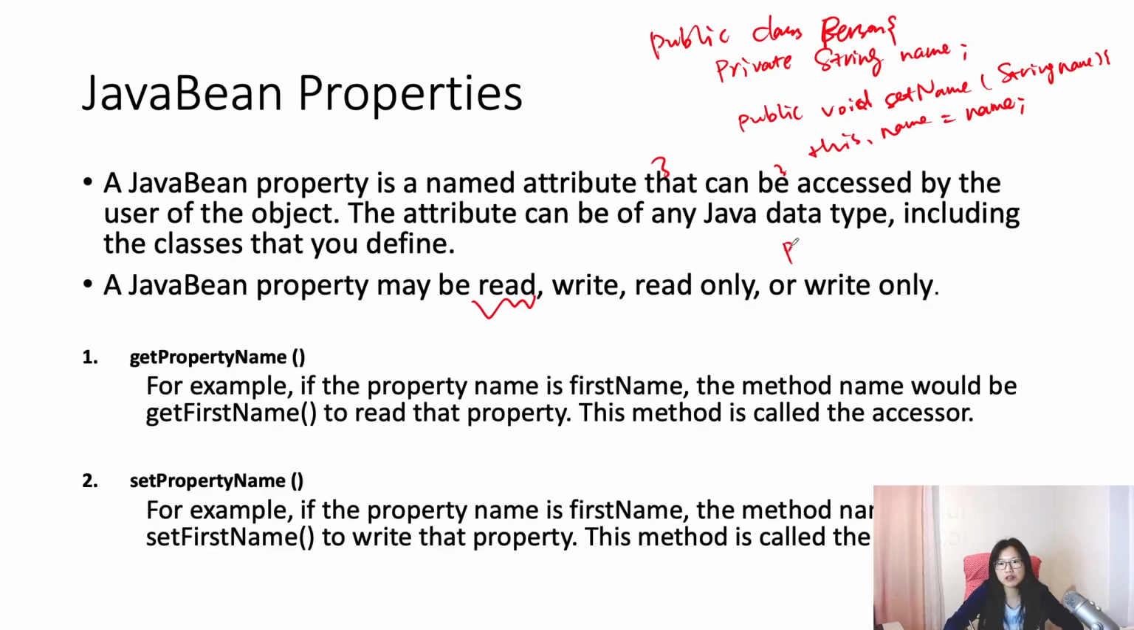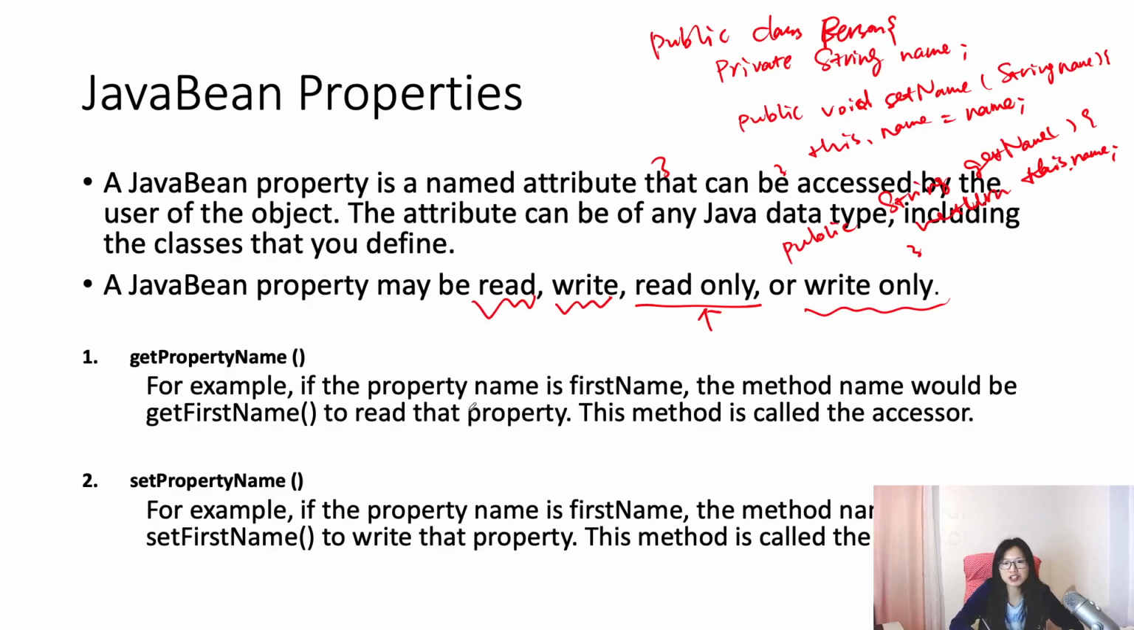And the same thing for the get. Suppose I have a public String getName, and I will return name. Or you can use this.name. The this keyword is not necessary in Java. Then if you provide a get method, it can be read. Read-only means you only provide the getter, and write-only means you only provide the set method and don't provide the get method.